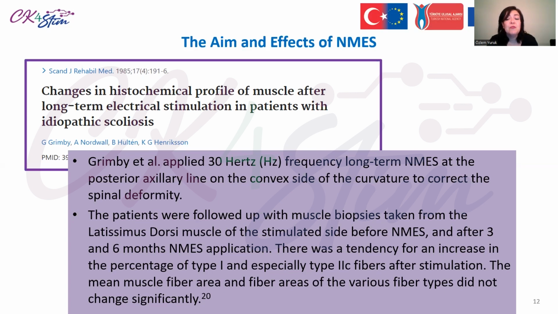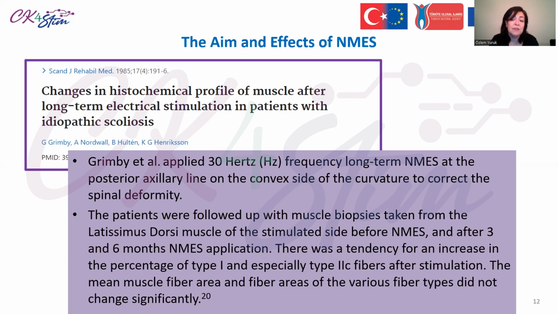There was a tendency for an increasing percentage of type 1 and especially type 2C fibers after stimulation. The mean muscle fiber area and fiber areas of the various fiber types didn't change significantly. Histopathological findings were generally rare before as well as after 3 months of electrical stimulation. The only noticeable finding was a somewhat increased frequency of atrophic fibers in the groups after 6 months of stimulation.